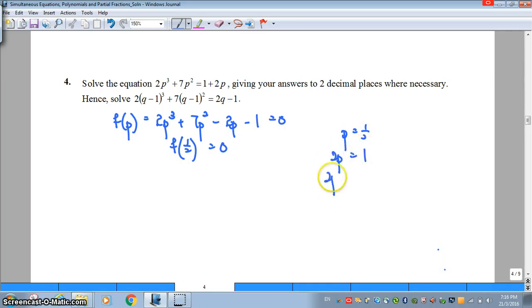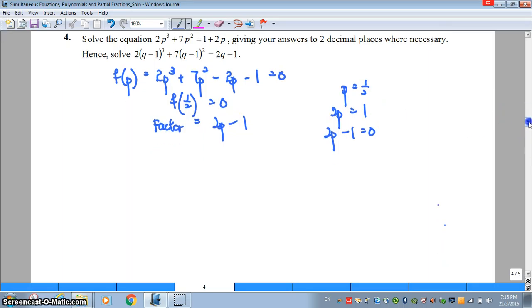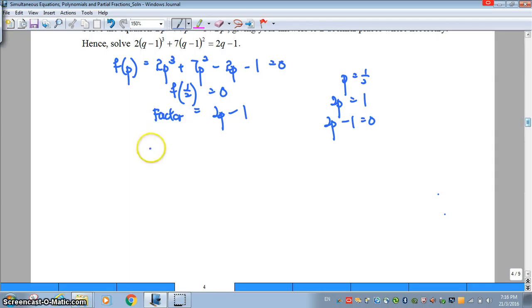2P is equal to 1. So, you are able to determine that your factor would be 2P minus 1. Remember, it's your job to find a linear factor. Now, the next thing is to do your long division. Remember, because this is a factor, so long your remainder is equal to 0, it means that your long division must be correct. Okay? Quick look at your long division.